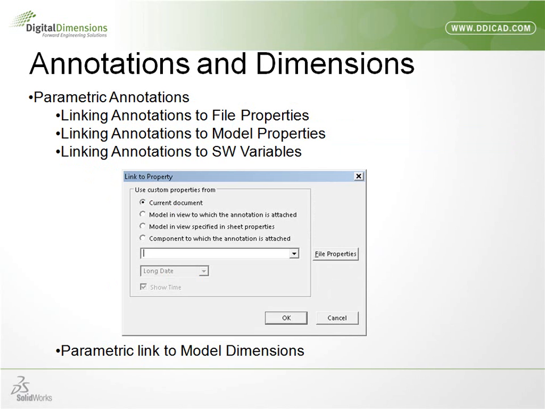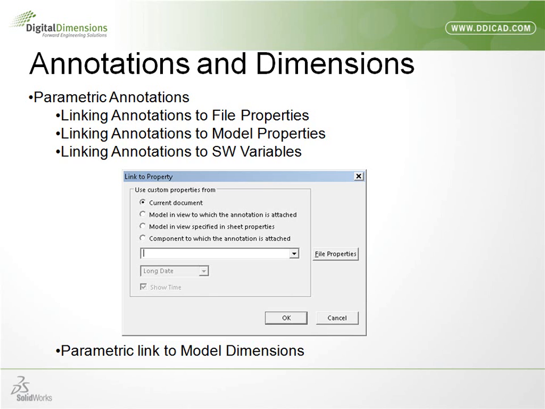Annotations and dimensions. I just showed how to write a note and point it at a file property coming from the drawing. Now, as I was doing that, this link to property dialog box actually has three other areas to pull from. Either the current document, which would be the drawing, or the model and view to which the annotation is attached, which would be the drawing view that is highlighted when you're dropping a note. That note now belongs to that drawing view, and whatever model is contained in there, be it a part or an assembly, that's the properties that that note will pull from.